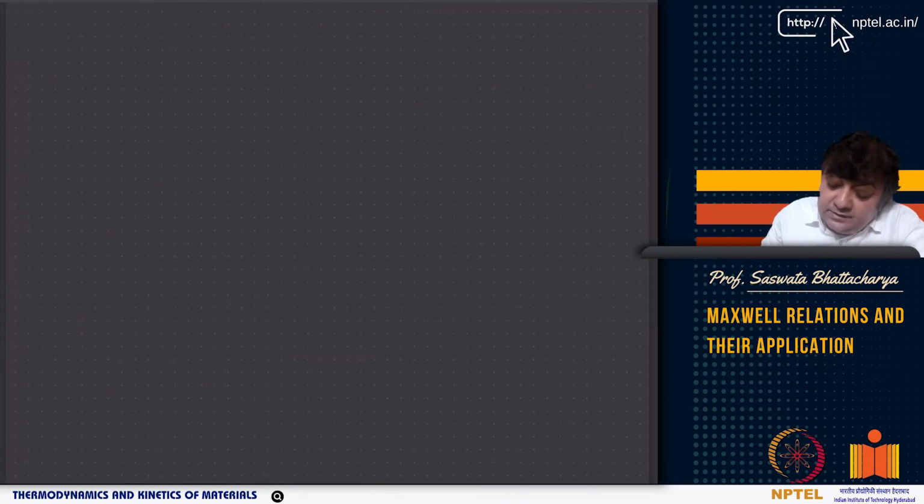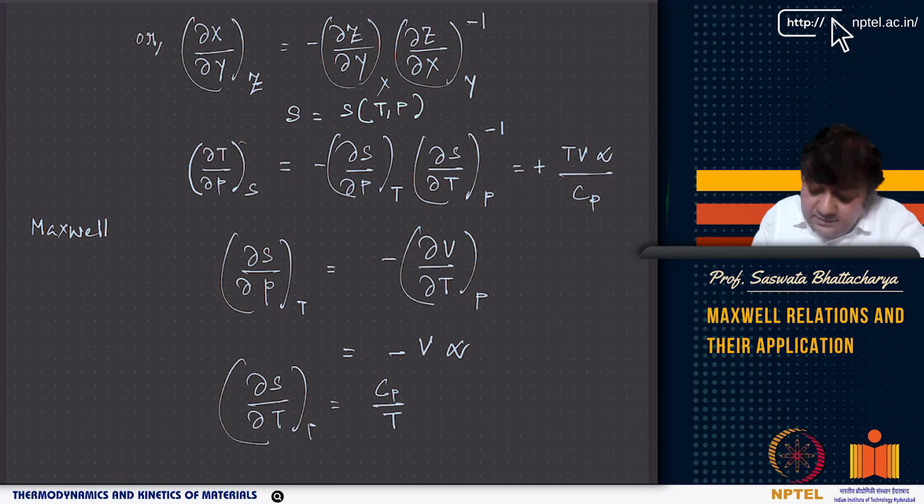So, now using that relation, minus of del S del P at T is nothing but V alpha. Del S del T at P is Cp by T, but this is del S del T at P inverse, so this is T by Cp. So this becomes T V alpha by Cp. Now, you have del S del P at T, which is minus del V del T at P, which is minus V alpha. Del S del T at P is Cp by T.